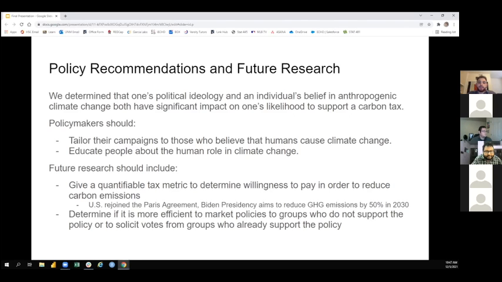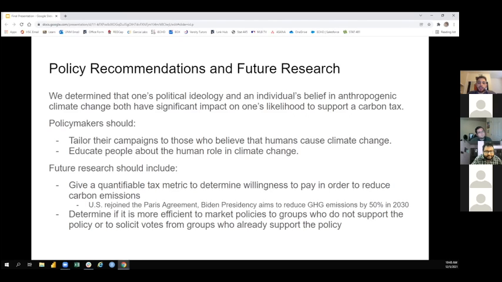And in addition to that, future research should include identifying a quantifiable tax metric to determine the willingness to pay for individuals in order to reduce carbon emissions. That will help determine a specific amount for an ideal carbon tax.